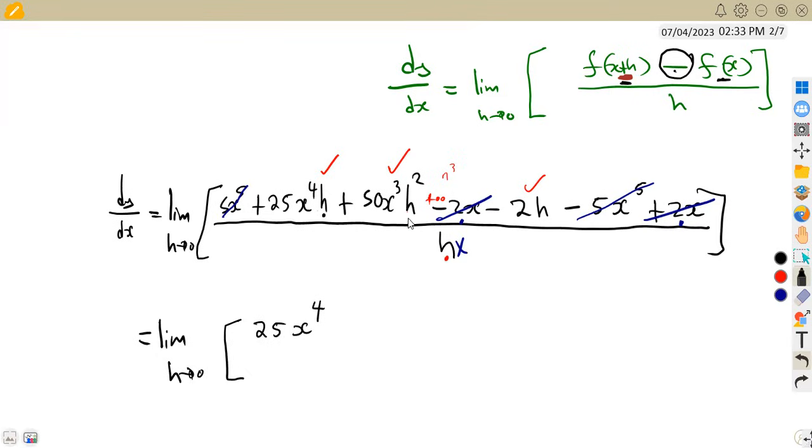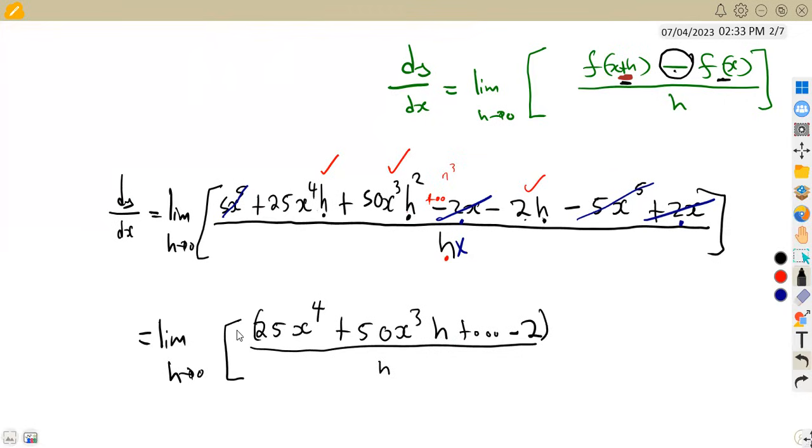If I factor out h here, there are two of them, so I'm going to remain with one h. So this is going to be plus 50x to the exponent of 3 times h, plus and so on and so on, up to this term where there is h. If I factor out this h here, I'm going to remain with -2. So this is -2, everything over h. Remember, we factored h, which was common here. By factoring the h, you can see that this h and this h can cancel.